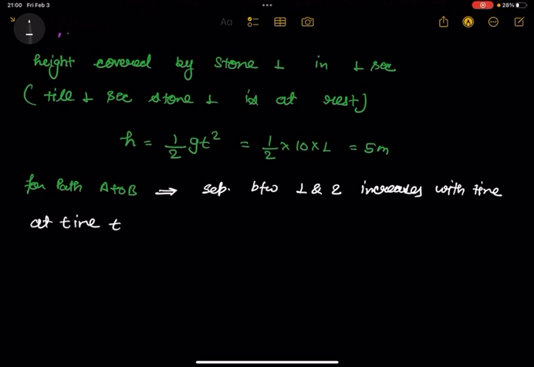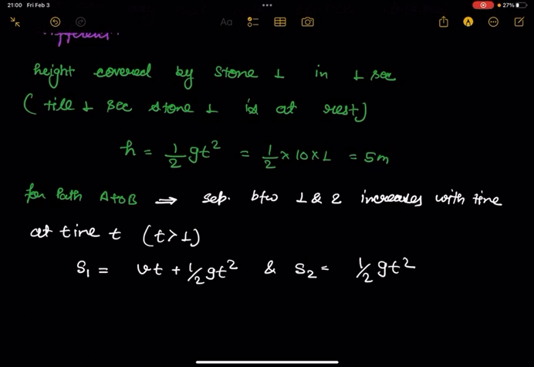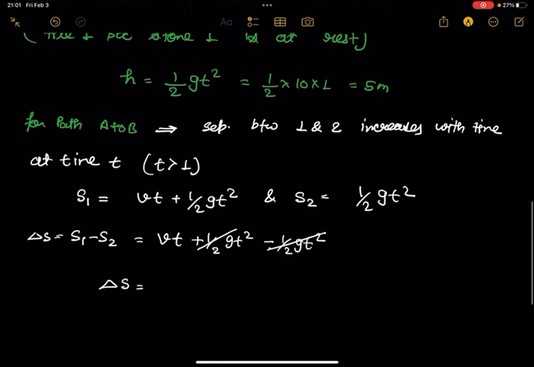We remember at time t, where t is greater than 1 second, the separation: the distance covered by S1 is Vt plus half of gt square, and the distance covered by S2 is half of gt square. So the separation is S1 minus S2, that is delta S, which is Vt plus half gt square minus half of gt square. Finally this cancels out, so delta S is equal to Vt.